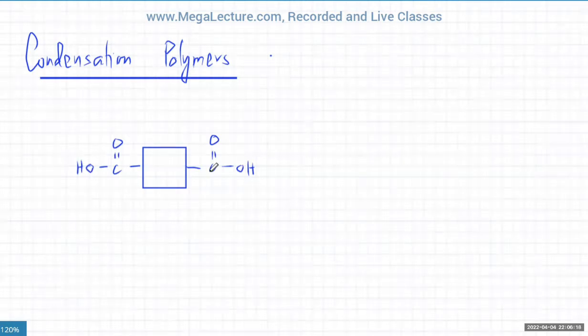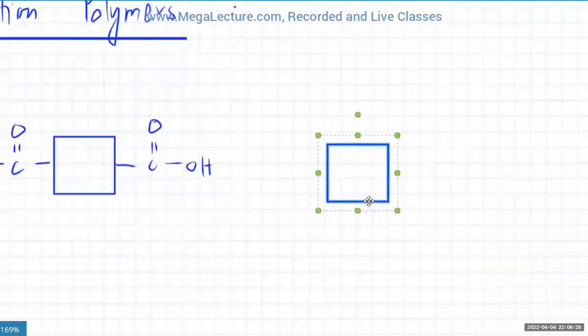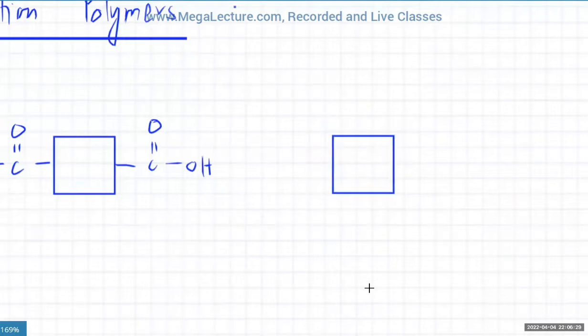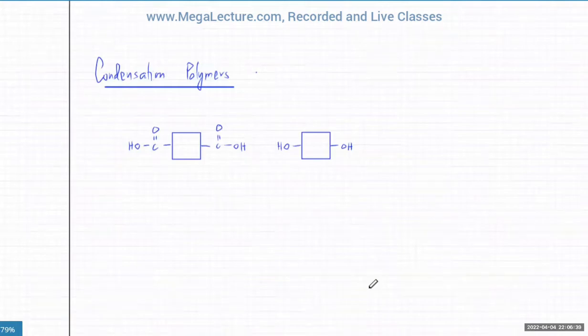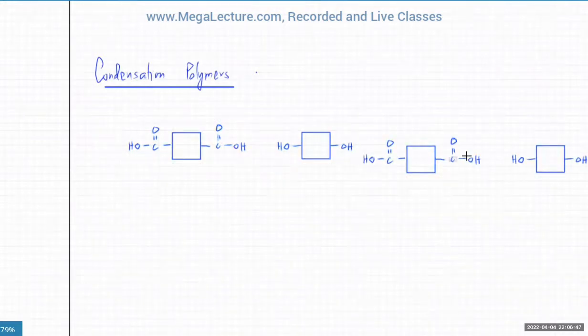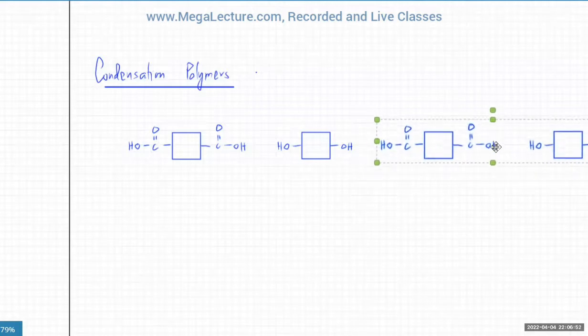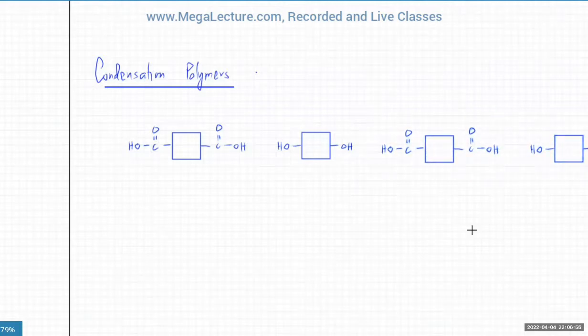So it's an alcohol. The box could represent any molecule or whatever. It represents a carbon chain. So this other one is going to be an alcohol. So it's going to have OH groups on both sides. And the two groups are going to just repeat over and over again. And a water molecule is going to be formed between them. So there's going to be a condensation reaction that's going to happen.